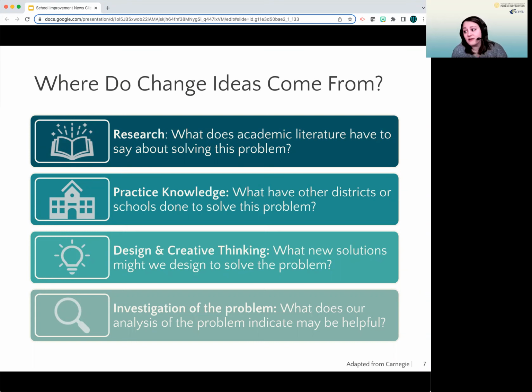Look at what current research says about solutions to the problem. Consider what you can learn from other schools or districts who have a similar problem and are making progress. You might brainstorm ideas based on what you've learned about the problem in your particular context. Or you could try reflecting on what you've learned during your investigation that may point to other potential solutions.